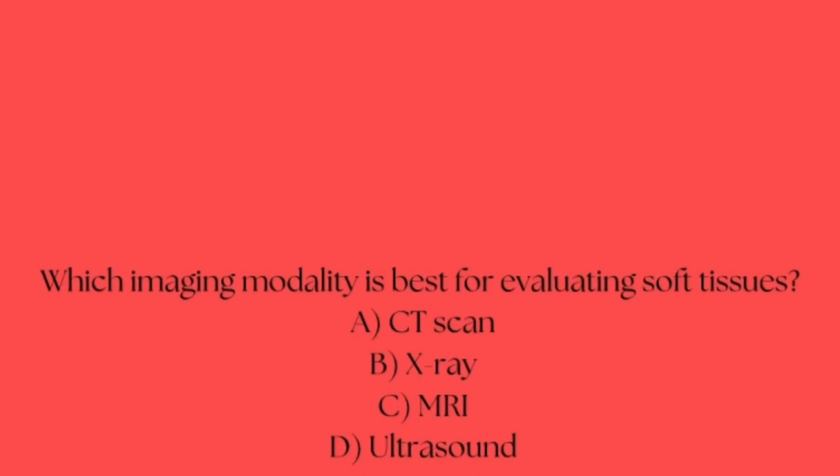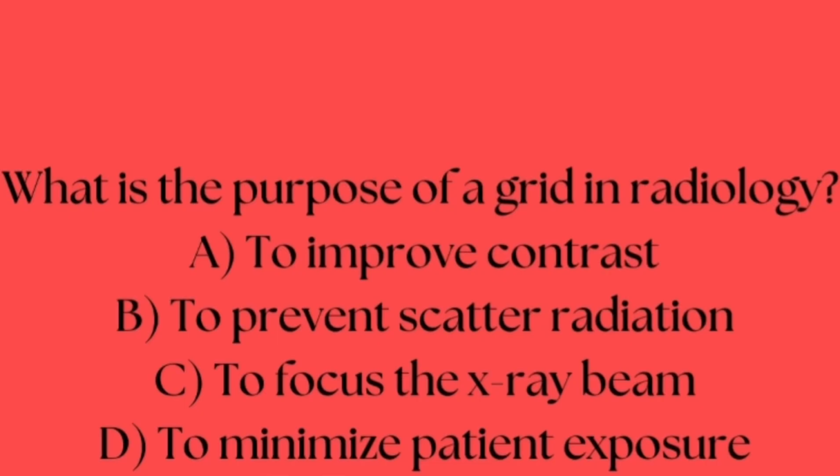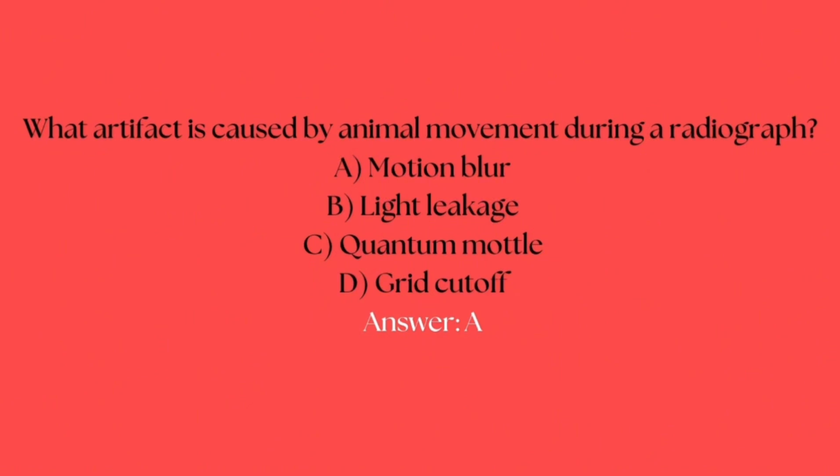Question 3 states, which imaging is best for evaluating soft tissues? If you answered D, ultrasound, you are correct. What is the purpose of a grid in radiology? If you answer B, scatter radiation, you are correct. Question 5 says, what artifact is caused by animal movement during exposure? You answered A, motion blur, you are correct.